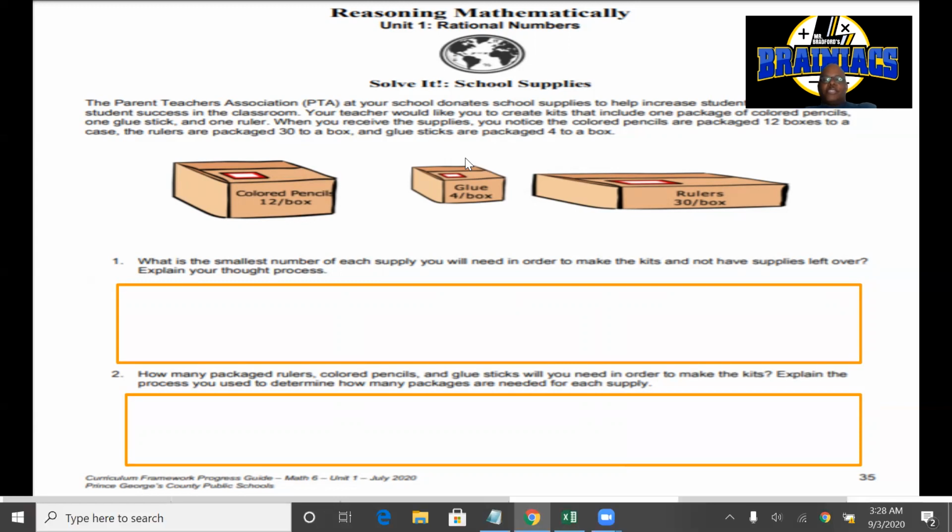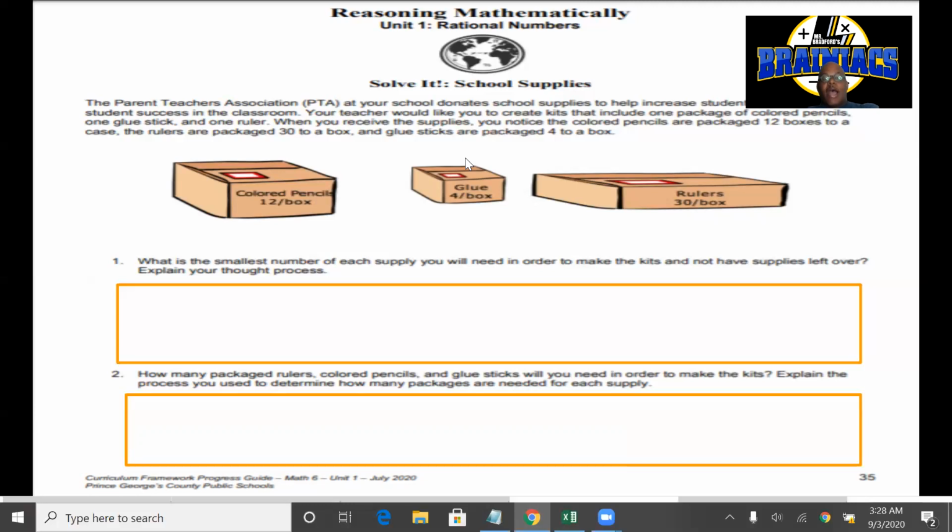60 would give you 60 rulers. All right, so 60 will be the smallest number of each supply. So you need 60 rulers, 60 packs of pencils, 60 glue sticks. And that would be the smallest number of each supply you will need in order to make the kits.